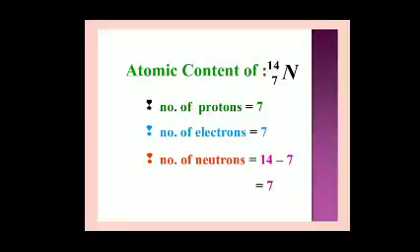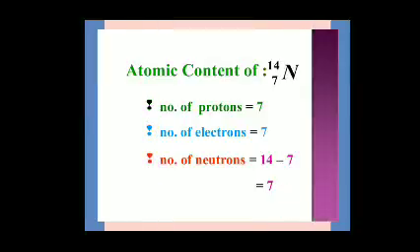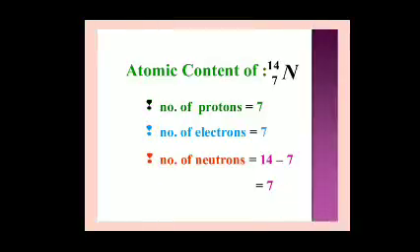Now N-14, nitrogen-14. The number of protons Z is equal to 7. The number of protons is equal to the number of electrons, so the number of electrons is also 7. The number of protons is 7 and the number of electrons is also 7.